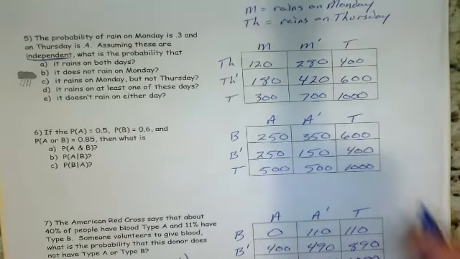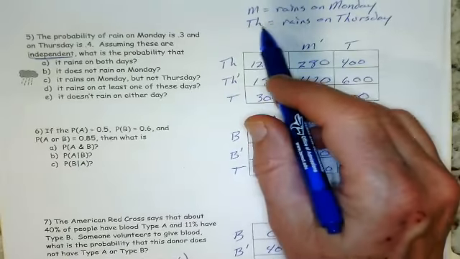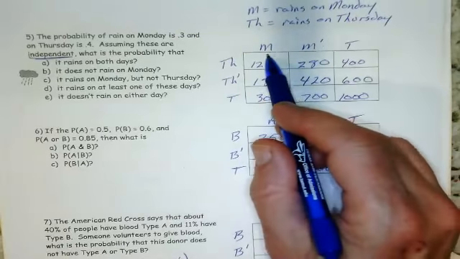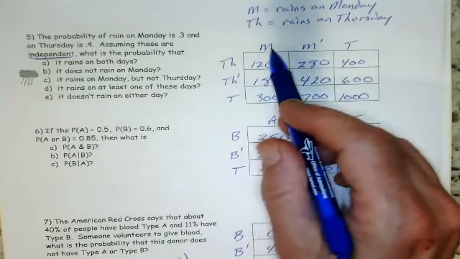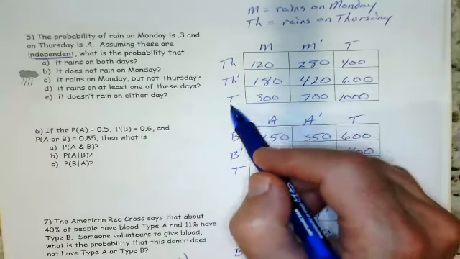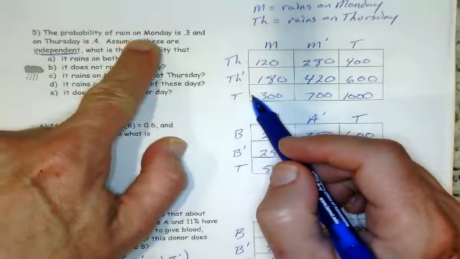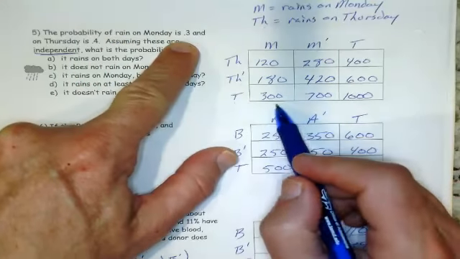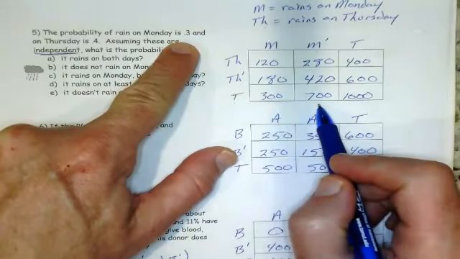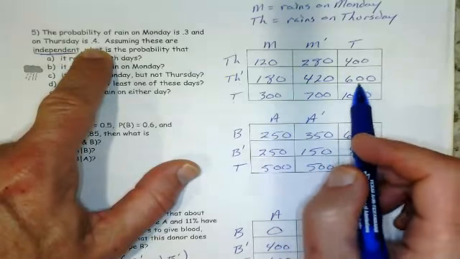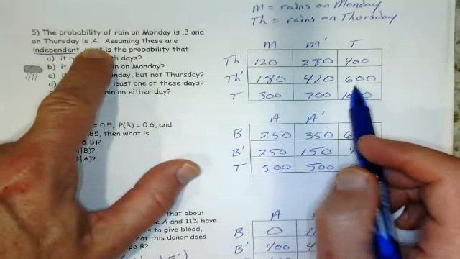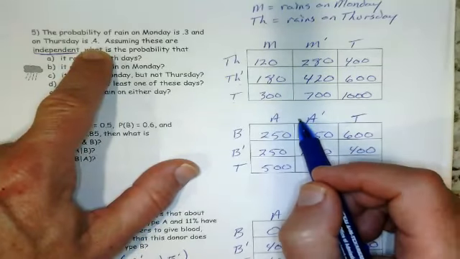All right, we have M, that it rains on Monday, and TH, that it rains on Thursday. So I have M and M prime, total; Thursday and Thursday prime, rain on Thursday, doesn't rain on Thursday, total. The probability of rain on Monday is 0.3, or 300 out of 1,000. So 70% of the time it doesn't rain on Monday. Thursday is 0.4, 400, 40% of the time it rains, 60% of the time it doesn't rain on Thursday.